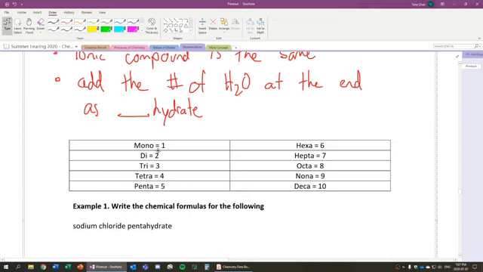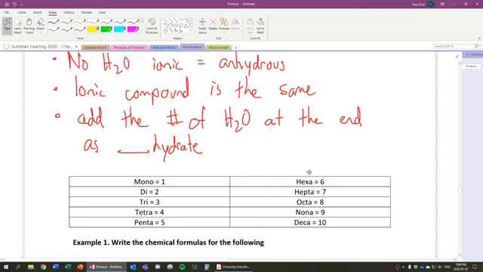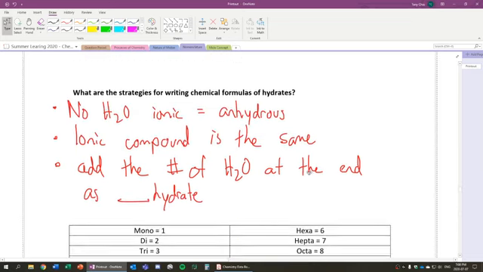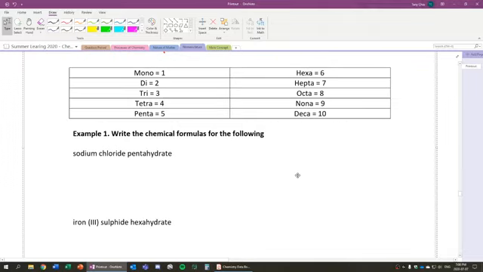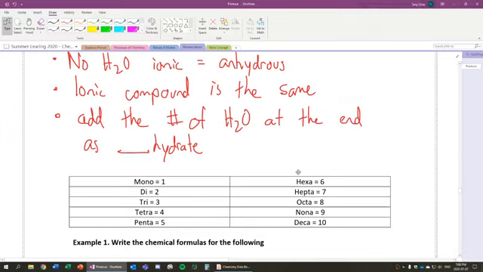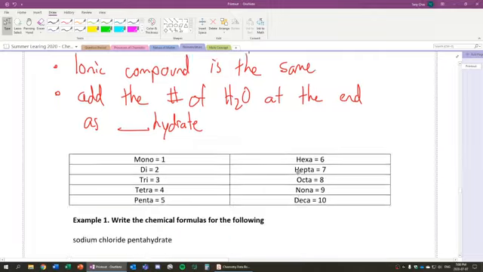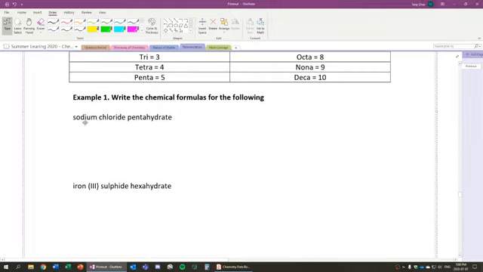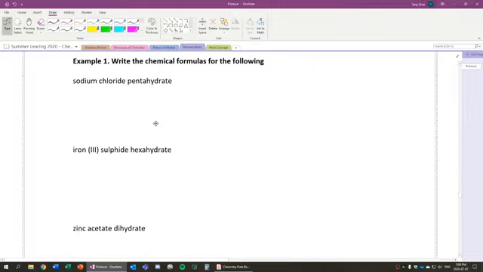So here's a list of prefixes based on the number of water molecules. If there's 1 water molecule, it will be monohydrate. 4 water molecules will be tetrahydrate. 8 water molecules, for example, will be octahydrate. Okay? So let's take a look at our first example. If we look at this one right here, it's sodium chloride pentahydrate. Penta is 5, so there are 5 water molecules.